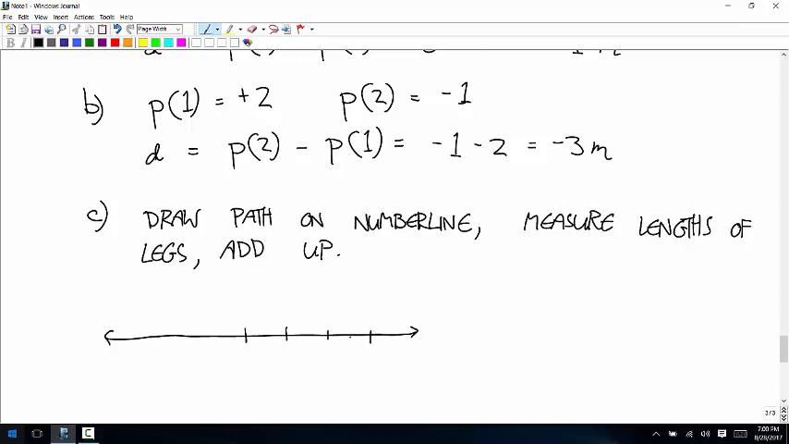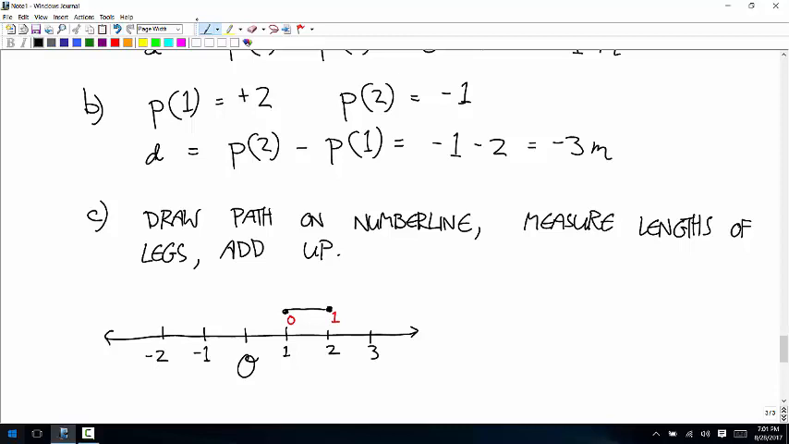So let's call this the 0, and then there's positive 1, positive 2, 3. There's negative 1, negative 2. And the path that the object takes, it starts at position 1, and then travels to position 2. This one is at 0 seconds. We put the times in red here just to keep track of them. So that's 0 seconds. This one is at 1 second.